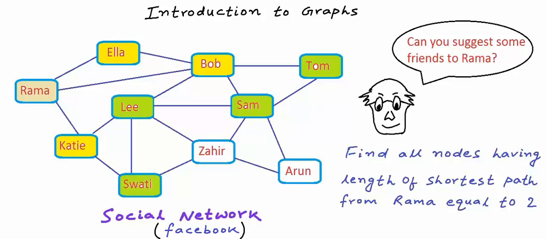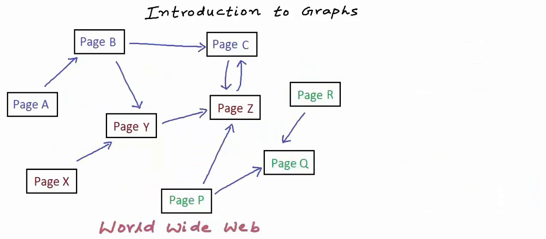We'll talk about concepts like path in a graph in some time. For now, just know that the problem that we just described in context of a social network is a standard graph problem. Okay, so a social network like Facebook is an undirected graph. Now let's have a look at another example. Interlinked web pages on the internet or the World Wide Web can be represented as a directed graph.